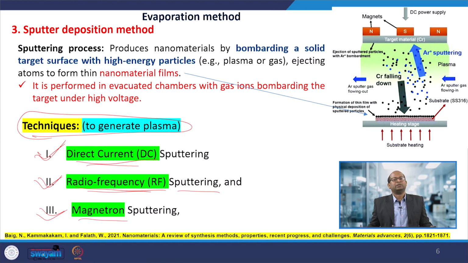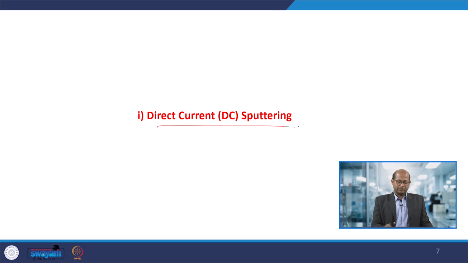So, direct current sputtering, here DC current we have to use, and RF sputtering, radio frequency, that we can use for the sputtering process, and magnetron sputtering, where magnetic fields can be used, either with the DC current or RF. A magnetic field can also be applied to prepare those materials, that film. Okay. So, first we will discuss direct current or DC sputtering.